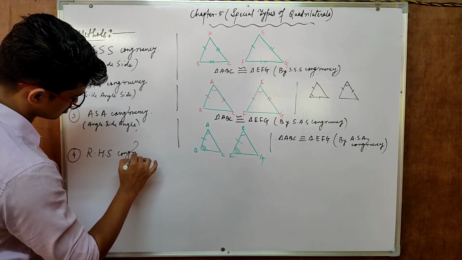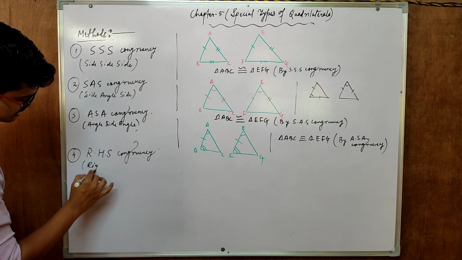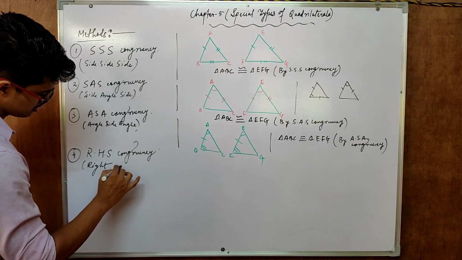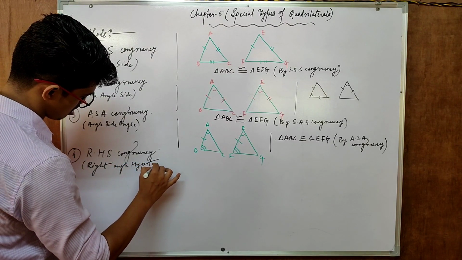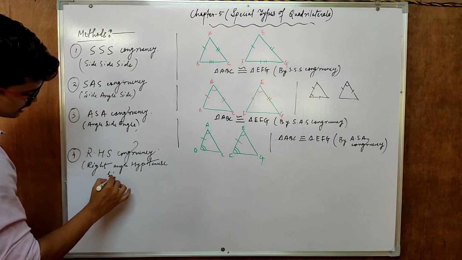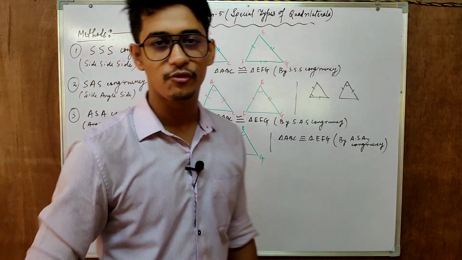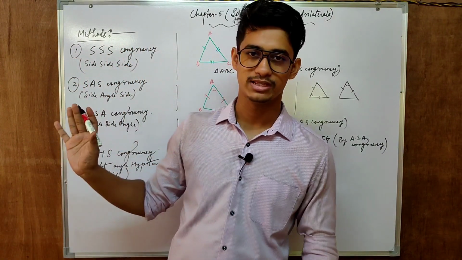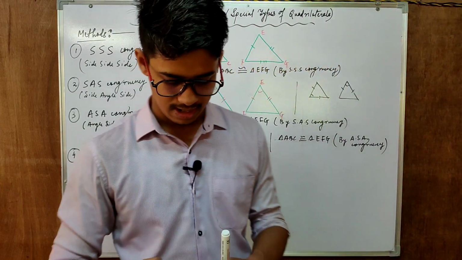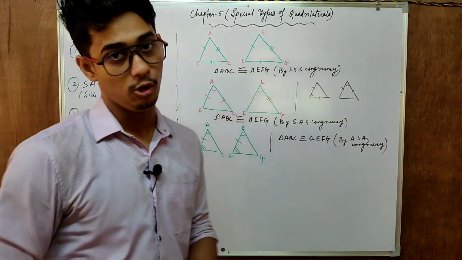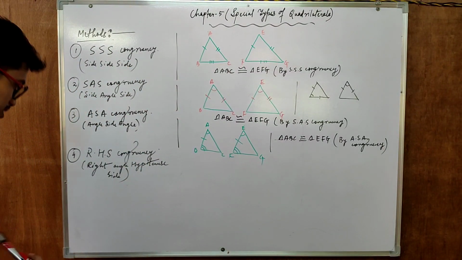congruency. RHS congruency. So what does RHS congruency mean? Right angle, hypotenuse, side. That's why I discussed the Pythagoras theorem before congruency, because at the last stage you need the hypotenuse concept, and I hope that is clear to you right now. So right angle hypotenuse side.